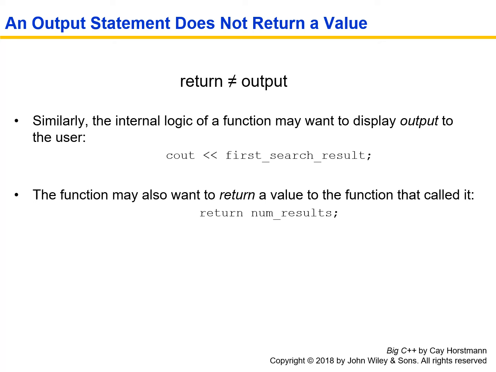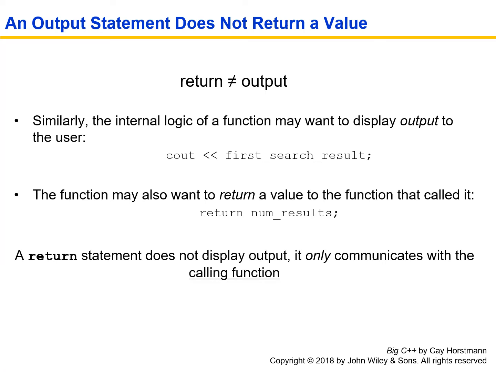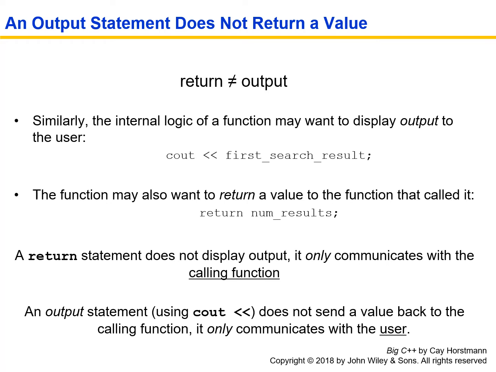been found. A return statement doesn't display any output. It's just communicating with the calling function. And similarly, an output statement, using cout, for example, does not send a value back to the calling function. It only communicates with the user. So you have two different communications that a function can do. It can communicate with its calling function, and it can communicate directly with the user.